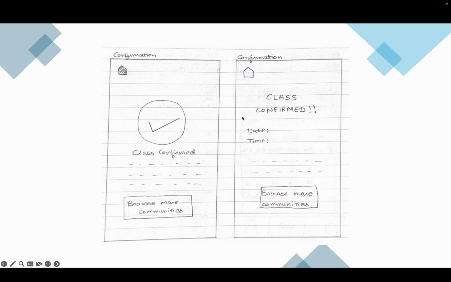Finally comes the confirmation screen, this for scheduled classes. So both these designs provide a clear confirmation message with options to browse more communities, ensuring that the users can continue exploring the app's features seamlessly.